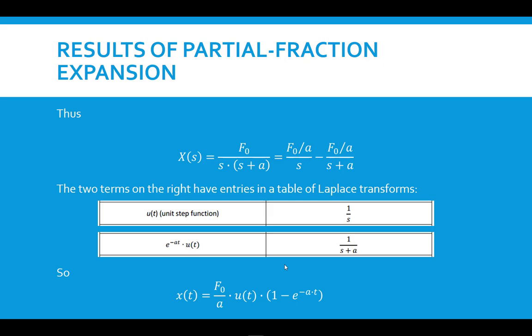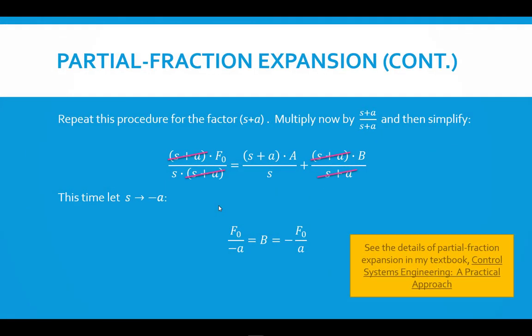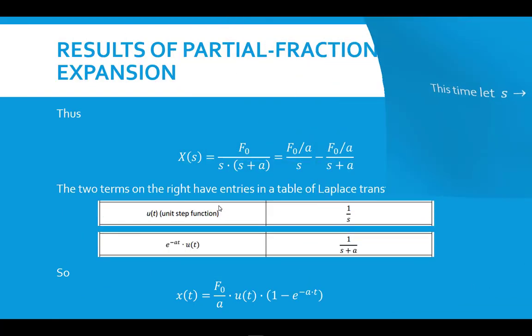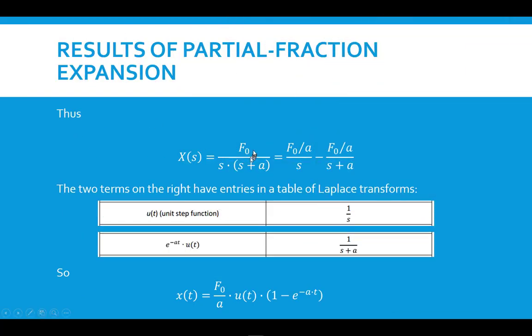So what we have here is we've converted the expression we had solved for x as a function of s in the Laplace domain into a sum, or actually a difference, of two components. The negative sign came in the partial fraction expansion. And so what we need to do now, like I said before, is get x as a function of t, not x as a function of s.